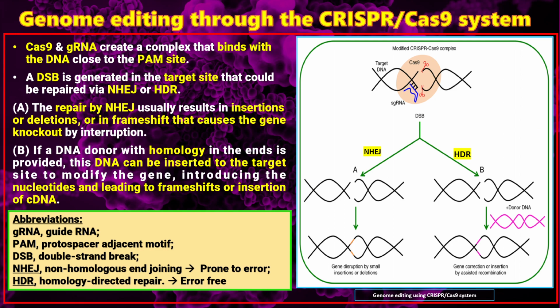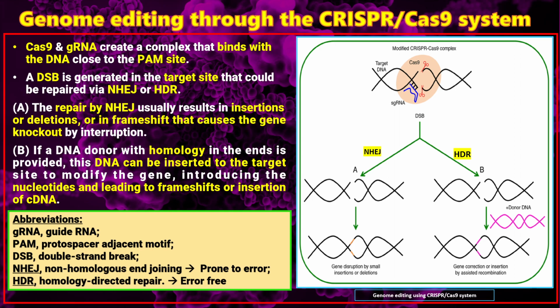Now let's talk about genome editing working using the CRISPR-Cas9 system tool. The complex formed by Cas9 and guide RNA, as shown in the figure, binds close to the protospacer adjacent motif site, by which a double strand break is generated in the target site, and that could be repaired by two methods shown here. One is non-homologous end joining and the other is homology directed repair.